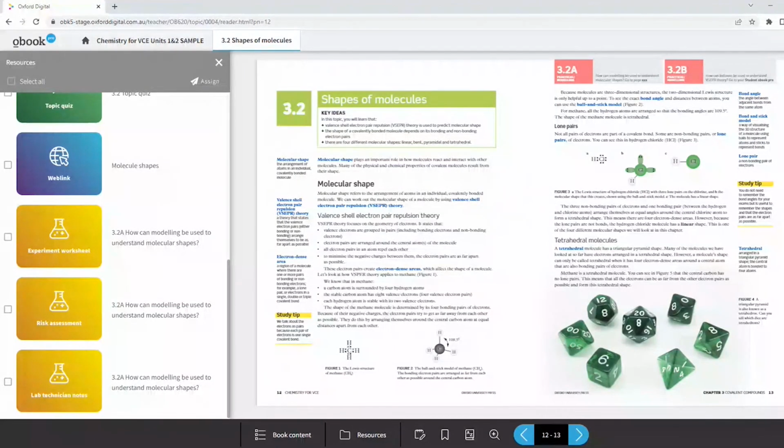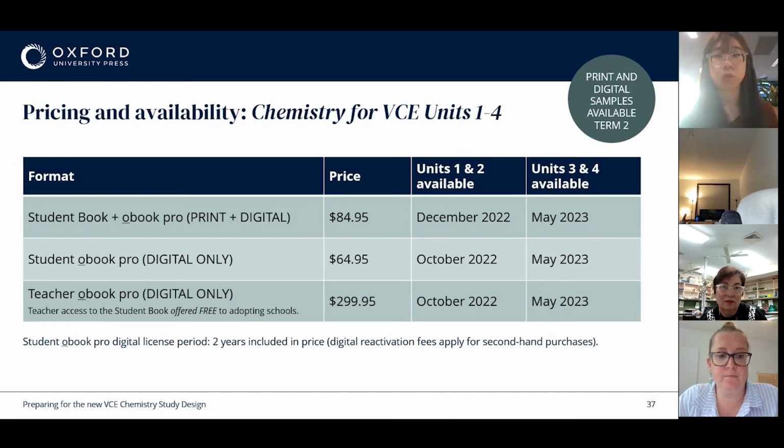I'll just switch back to the presentation now. Right. So again, this has just been a really quick walkthrough, and I'd encourage you to come along to our full product walkthrough on the 14th of June.